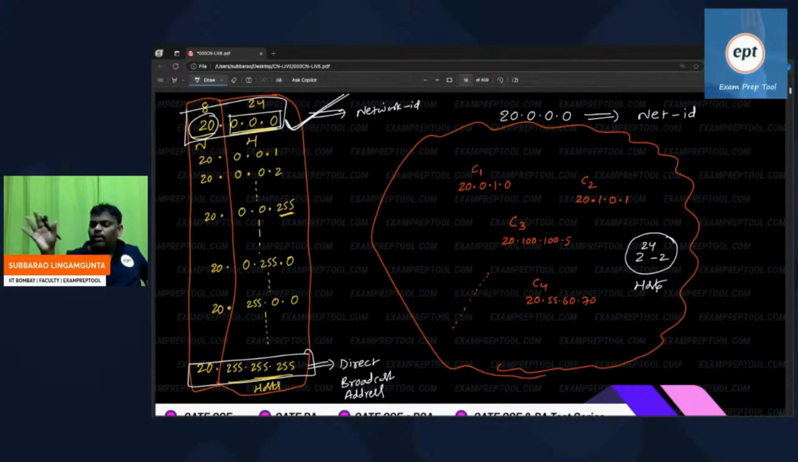In every network, any network you take, the host part all zeros and the host part all ones, you cannot give to any computer, any host. They are meant for special purposes. Host part all zeros is the network ID. Host part all ones is the direct broadcast address.